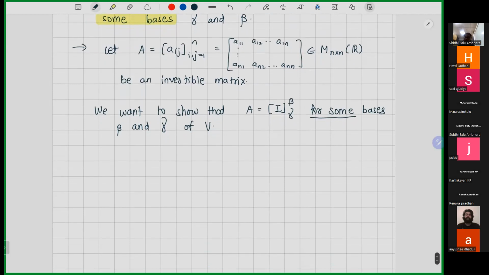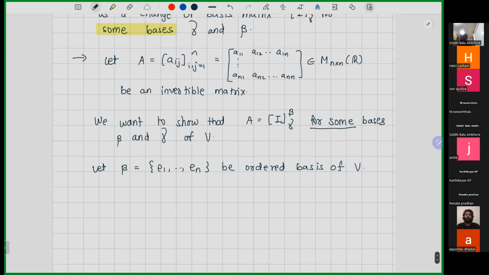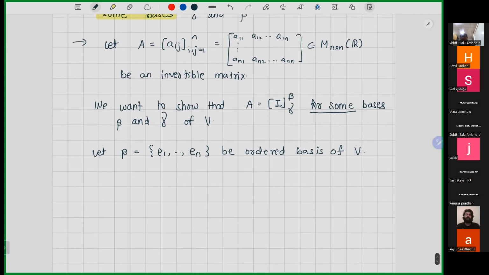Okay. So let us start with beta. Let beta be e1 to en, an ordered basis of V. Any doubts so far? I just took an invertible matrix and I'm taking any basis beta. So beta is any basis. And now what I want to give is gamma. I have chosen beta and I want to produce a gamma.